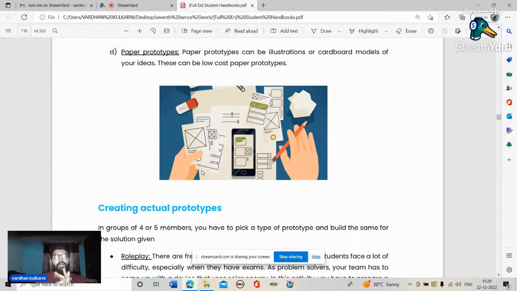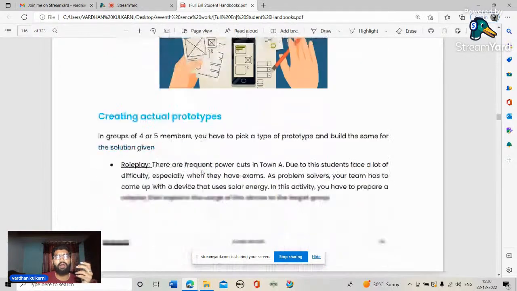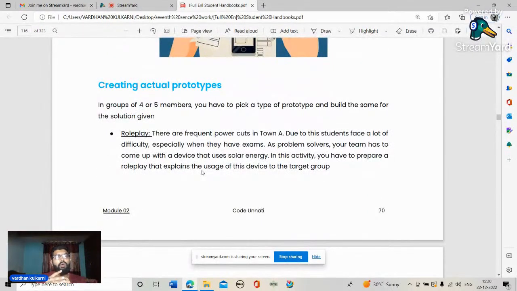So, paper prototypes. Paper prototypes can be illustrations or cardboard models of your ideas. These can be low cost prototypes. Again, creating actual prototypes happens in groups of 4 or 5 members. So you pick a type of prototype that has to be built, and at the same time the solution is given. So here again, there are different types of prototypes.